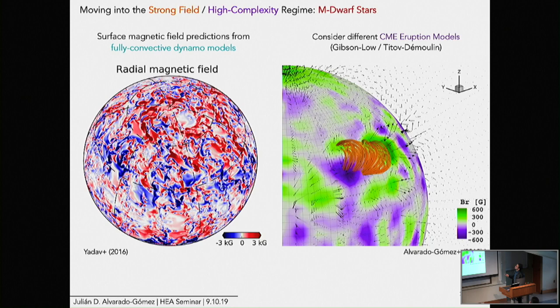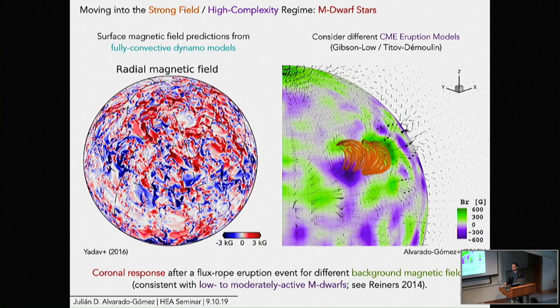And the idea is to study what the corona does when you put these eruptions in background magnetic fields that are compatible with what we know for M dwarfs. These are not the most active M dwarfs. The values that we're using here are limited by our numerical capabilities right now. These would be considered low to moderately active M dwarfs, reaching up to the level of Proxima Centauri, which is a moderately active star.